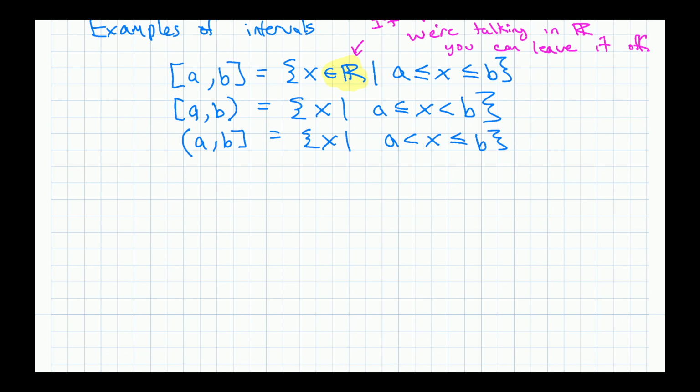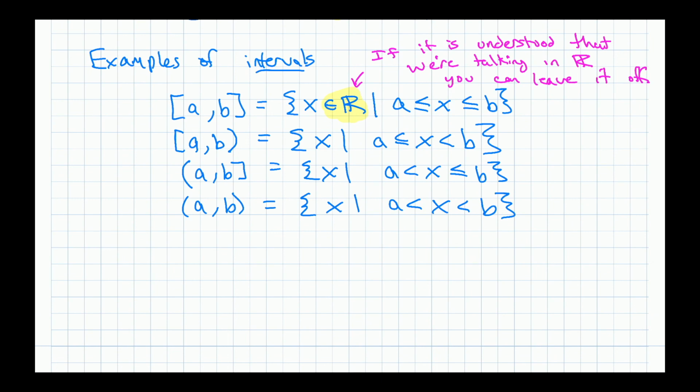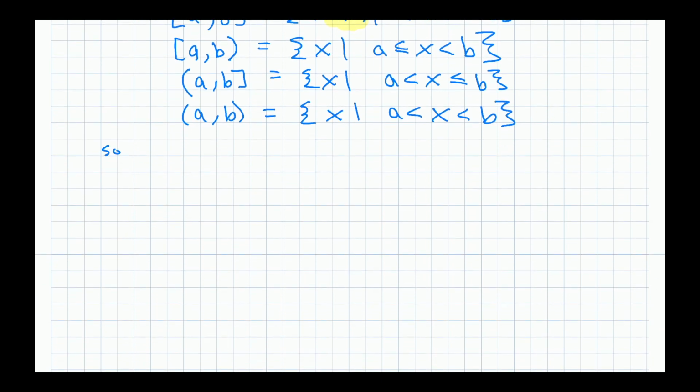Right? So where's the equals? If you do a, b, parentheses, parentheses, then neither endpoint is included. So that's a less than x less than b. Okay? So those are intervals. So intervals are just sets of real numbers. Okay? So there you go.